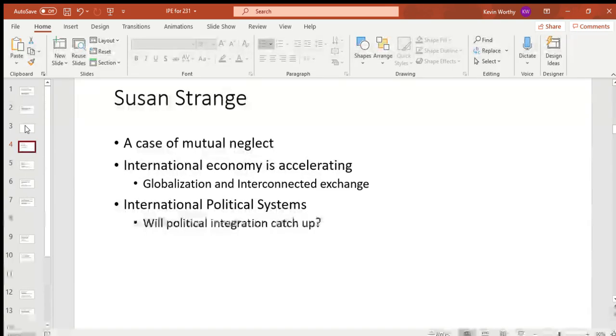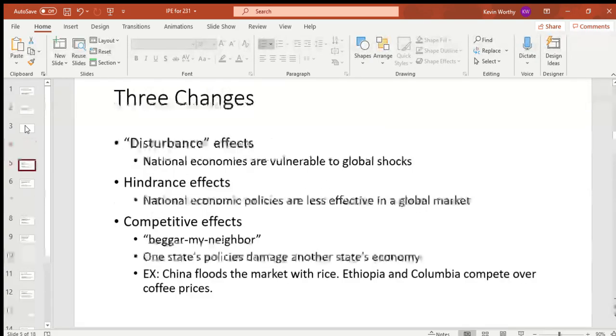The international political system is still very divided. States still have borders, they have their own governments, there is very little political integration. So a lot of scholars assumed that political systems would catch up. But Susan Strange says, well, why would we expect them to catch up? The next part is this idea of how these changes are impacting political science. The first part is a disturbance effect.